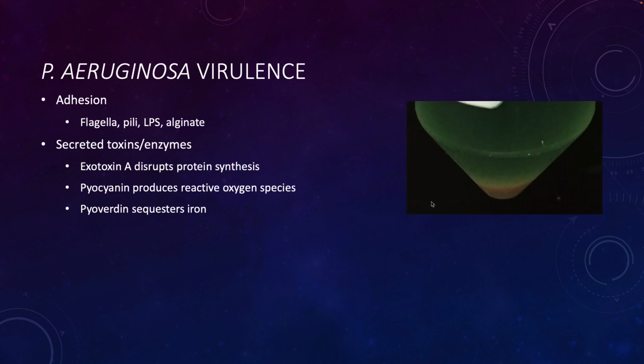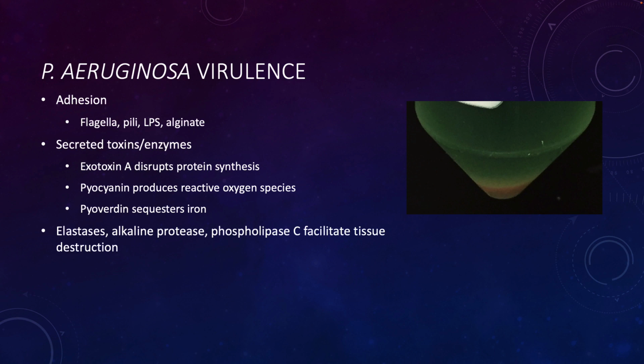Some of their secreted toxins and enzymes: they secrete a toxin called exotoxin A that disrupts host protein synthesis. They secrete that pyocyanin, which produces reactive oxygen species to cause host cell damage. And that pyocyanin is this kind of blue-green color. So a lot of Pseudomonas cultures and Pseudomonas infections can be diagnosed by the color. Pyoverdin, one of the other molecules they secrete, helps them to sequester iron.